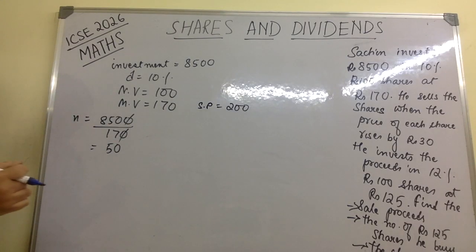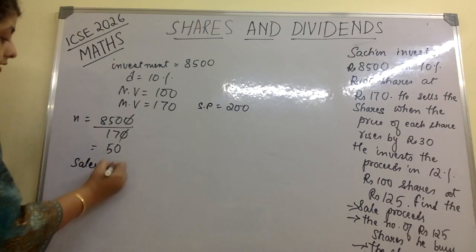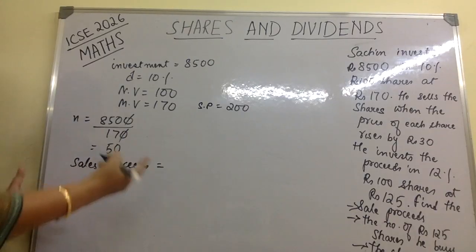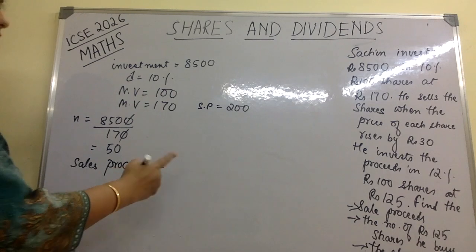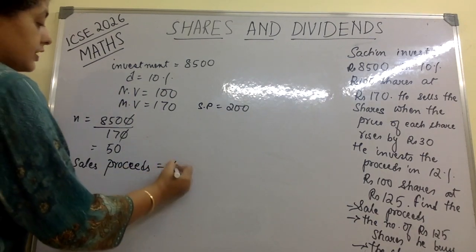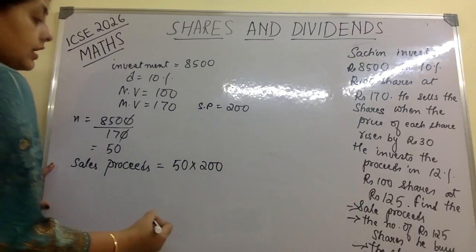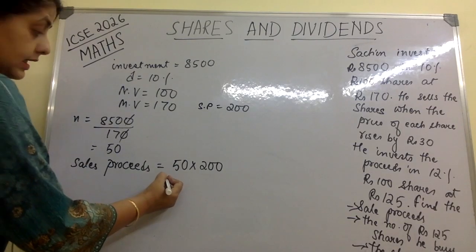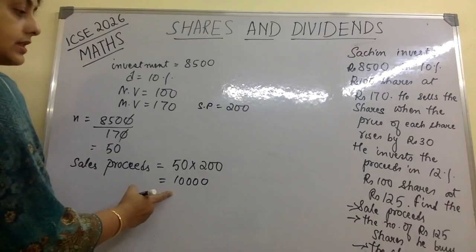Okay, so now how much is his sale proceeds? Sale proceeds means, what does it mean? What money he made by selling them. So his sale proceeds: he sold 50 shares, each share was 200 rupees, so his sale proceeds became 10,000 rupees. This is our first answer.